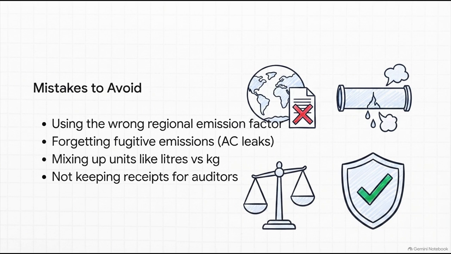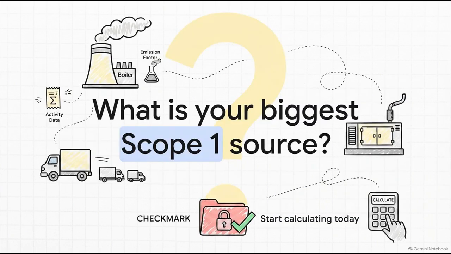Look, if an international auditor for the European CBAM tax or an inspector from the State Bank of Pakistan comes knocking to verify your green credentials, a neat Excel spreadsheet just isn't going to cut it. They will inevitably demand the paper trail to back up your math, and if you don't have it, your calculation is completely void.